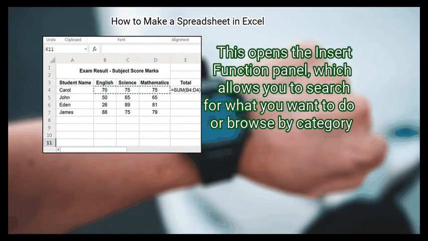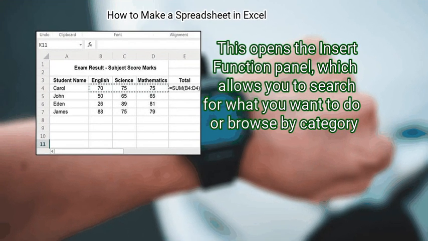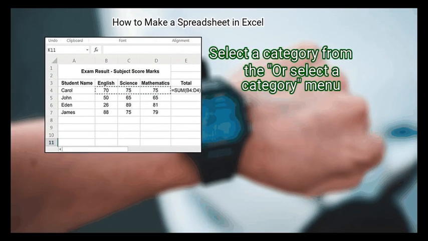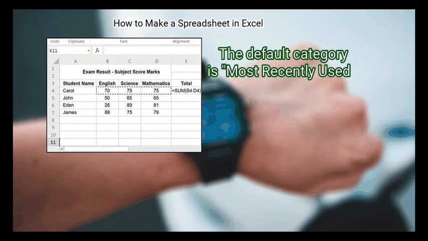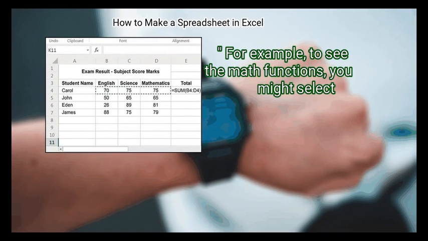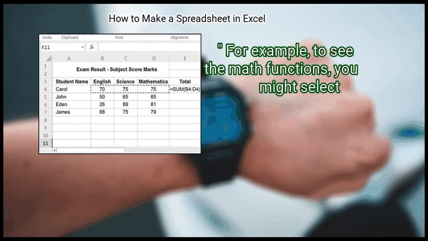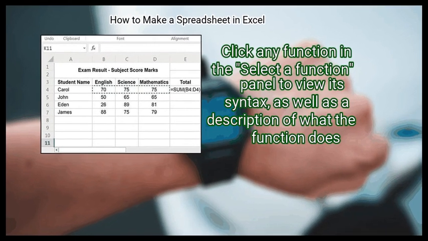This opens the Insert Function panel, which allows you to search for what you want to do or browse by category. Select a category from the Or Select a Category menu. The default category is Most Recently Used. For example, to see the math functions, you might select Math & Trig.